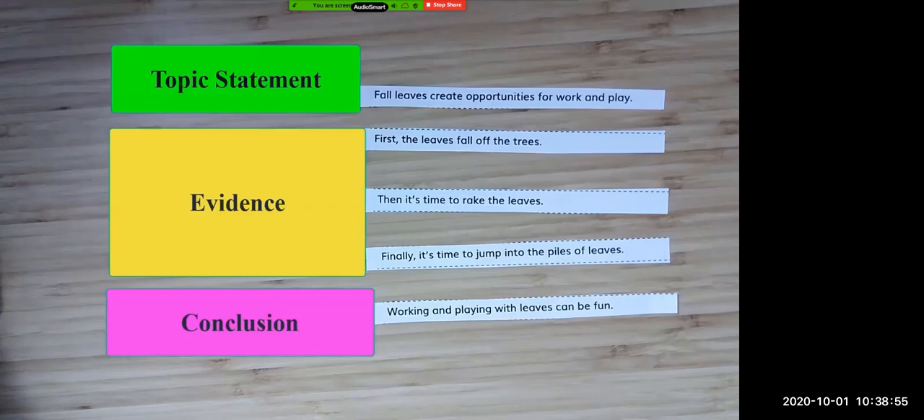Here is a possible informative paragraph. Remember that the topic statement and conclusion are usually so similar that you could even switch them around. But this is one way that we could build the paragraph. Fall leaves create opportunities for work and play is a main idea or a topic statement that ties the details together. Working and playing with leaves can be fun could be a conclusion that reminds the reader what the paragraph is about.